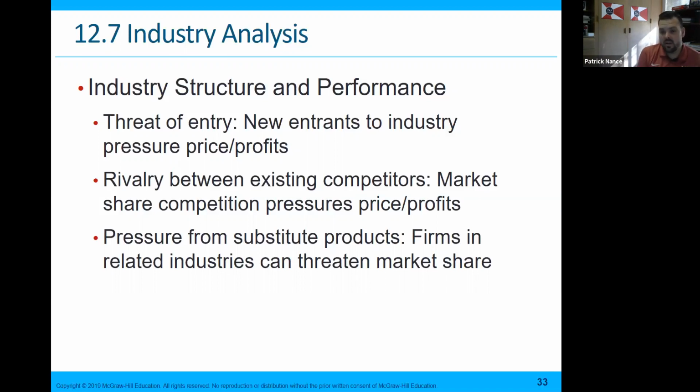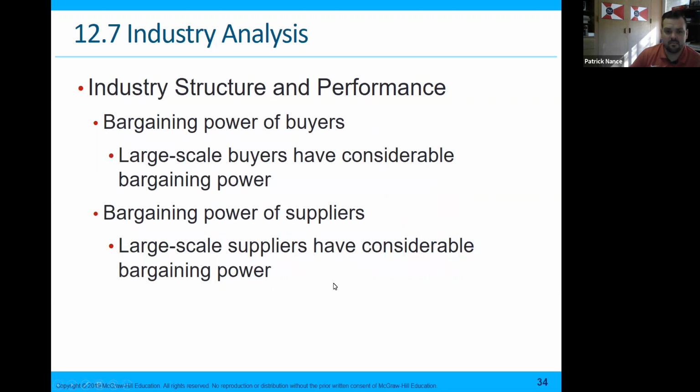Pressure from substitute products: pressures in related industries that can threaten market share. So if you're selling one product and there's something that can replace it or do the same thing, but it's a different product, that can also affect an industry, affect your pricing, and affect the economic elements of that industry.